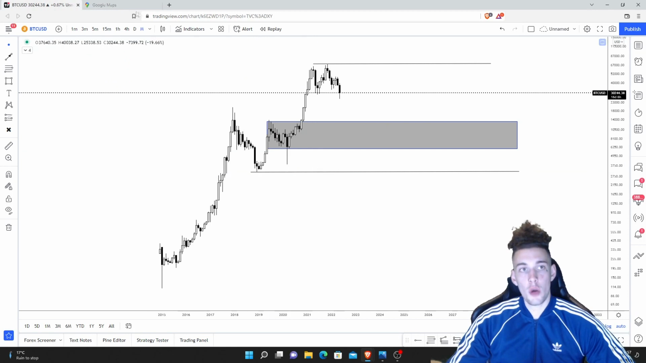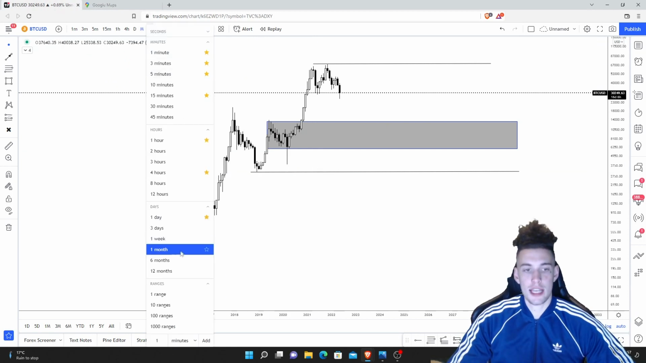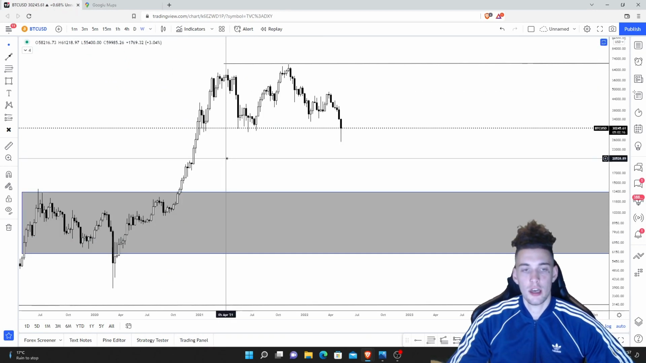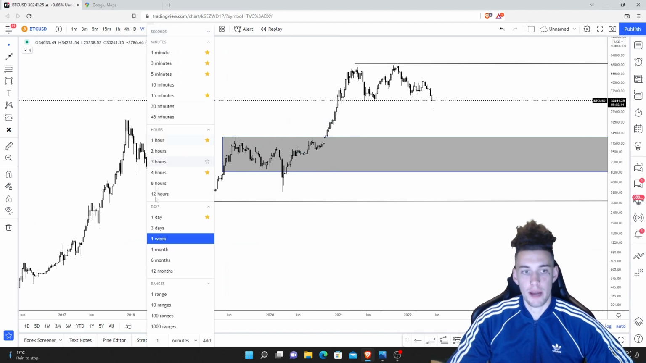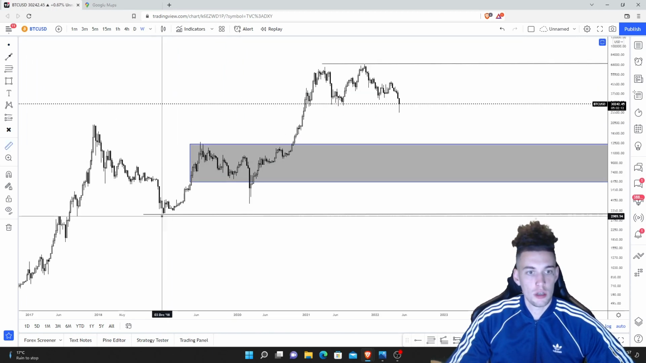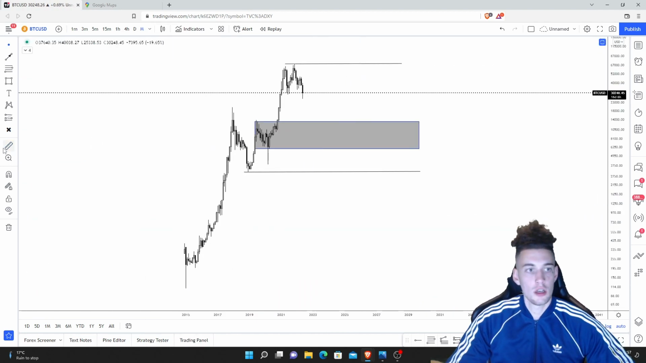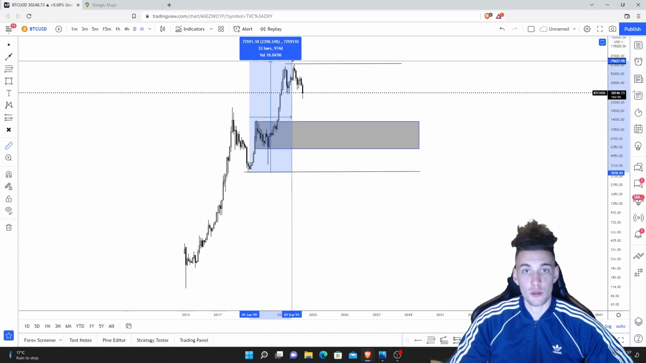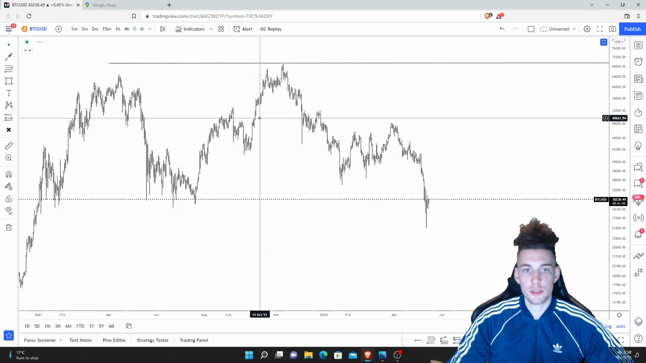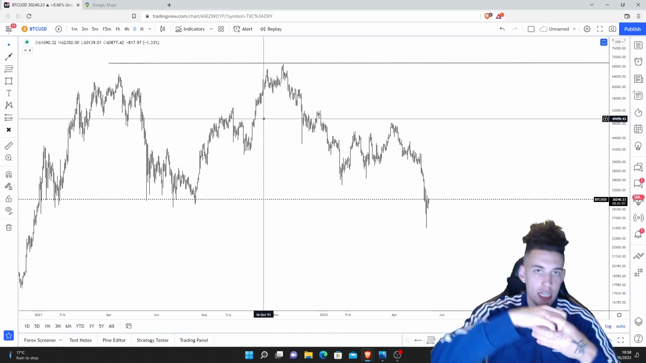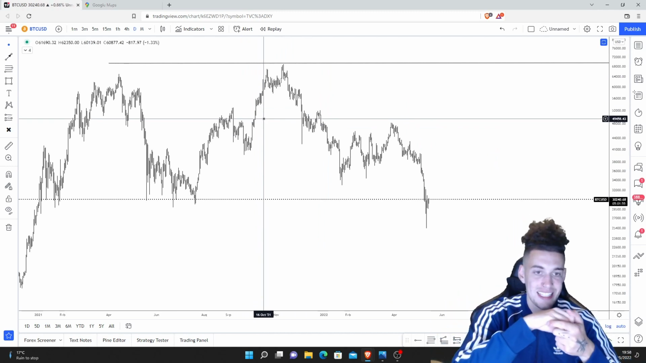So when you're going to the lower time frames, let's say from the monthly to the weekly, you see how we're getting more data on the chart. From this low on the weekly to this high on the weekly, we have 153 candles. But switching it to the monthly, we're going from 153 candles to 34 candles. So when you switch time frames, all you're doing is getting more data when you zoom in and less data when you zoom out.